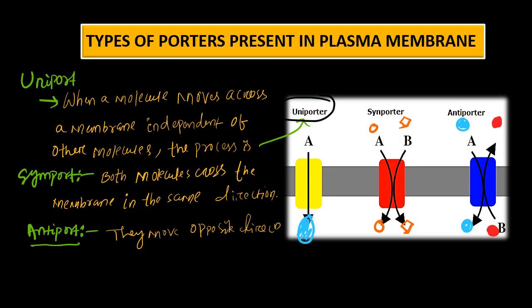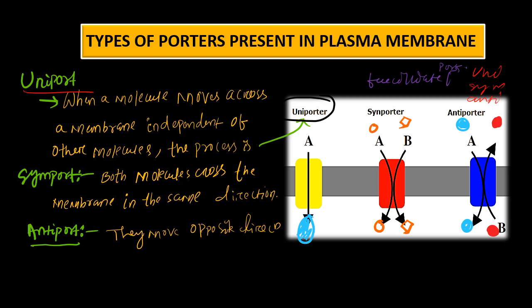And this happens through facilitated diffusion. Now we see here, facilitated diffusion consists of three types of ports: one is called uniport, symport, and antiport.